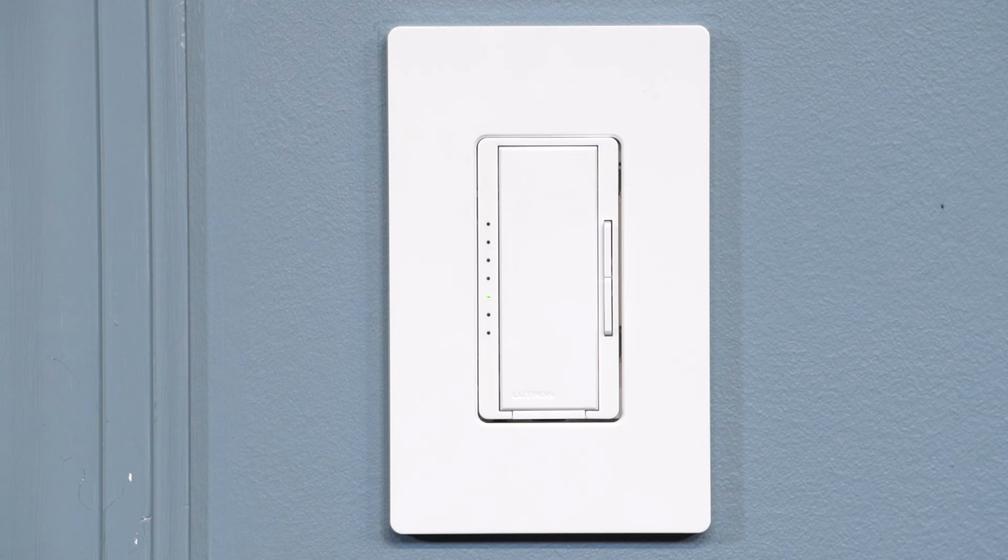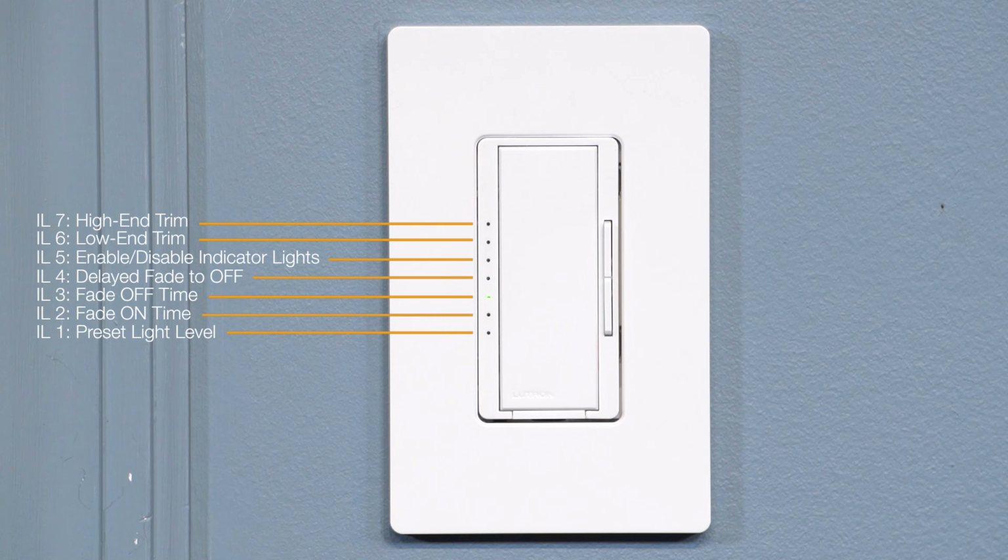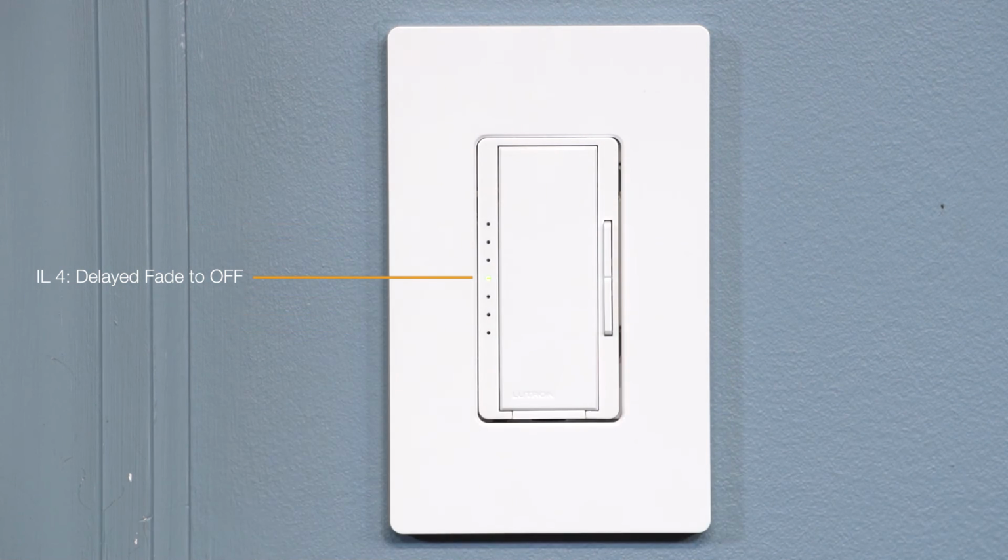The delayed fade-to-off feature is how long the light takes to turn off when you press and hold the tap switch for 1 second. The default setting is set at 30 seconds. To adjust this, use the raise button to move the blinking LED to select the fourth from the bottom indicator light for delayed fade-to-off mode.